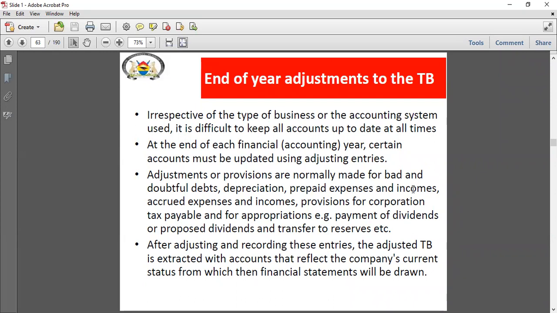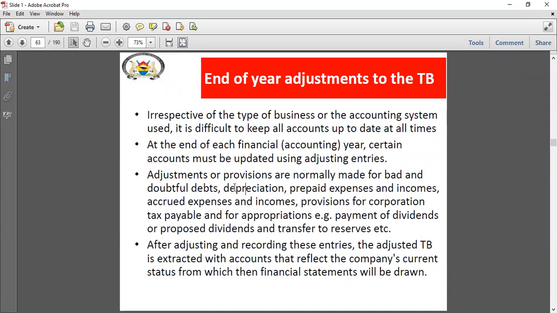Of course, we also have prepaid incomes, just as we may prepay for expenses. Our customers can also prepay us for the services or for products that we supply. That is called incomes received in advance, or prepaid income. So it's very important for us to have this. I think what I didn't also speak about was depreciation.